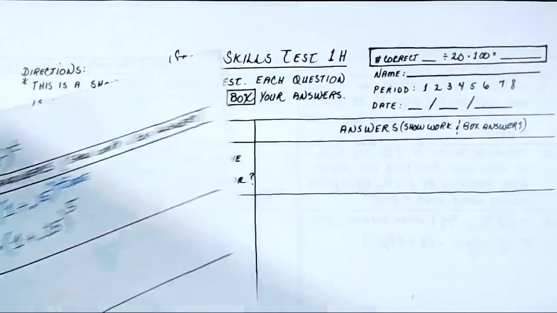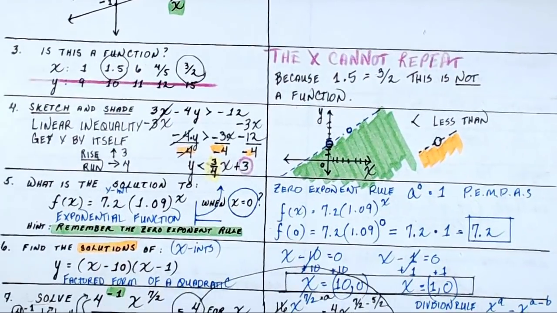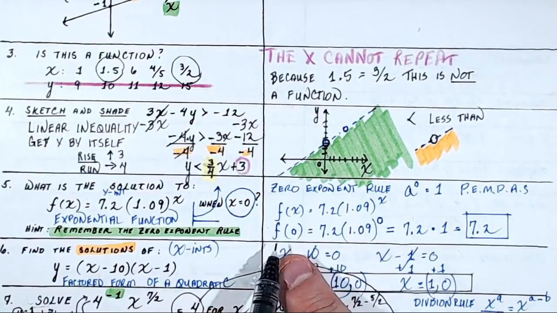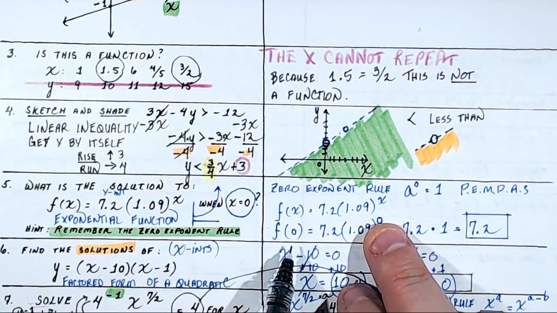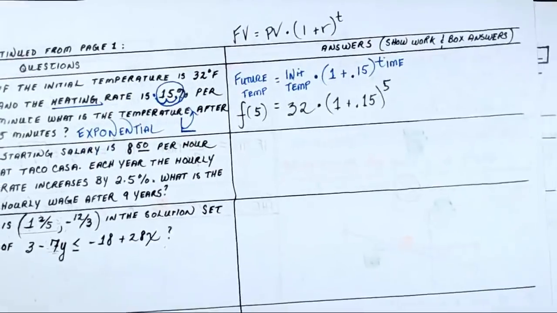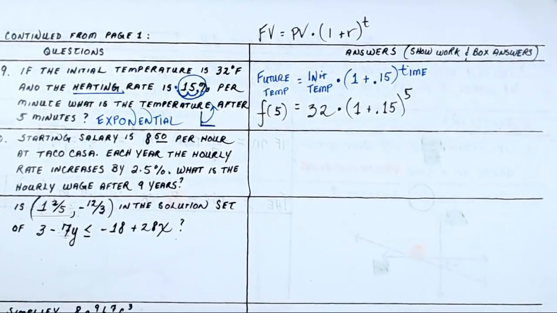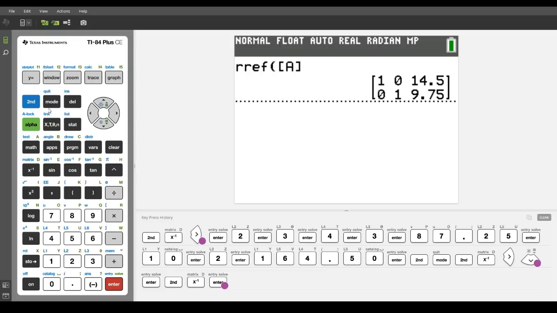Just like on that other problem, I had f of x, and then I did f of 0, because it wanted me to evaluate it where x is 0. Well, now I want to evaluate it where time is 5. Okay, so we're going to do this on the calculator. Let me flash to the calculator real quick, and get out of this, clear the screen.